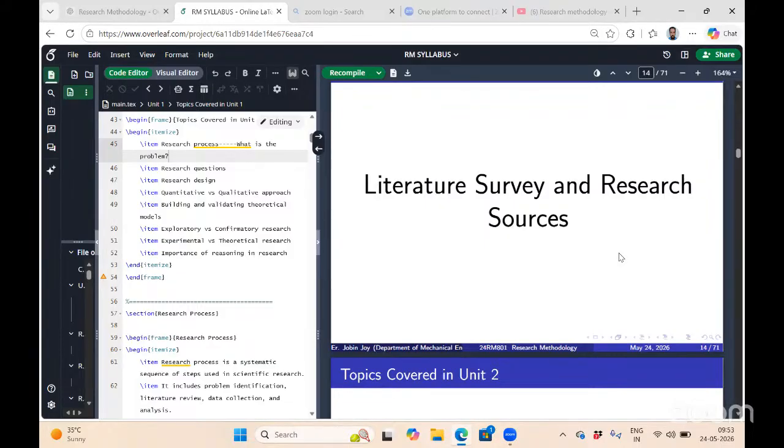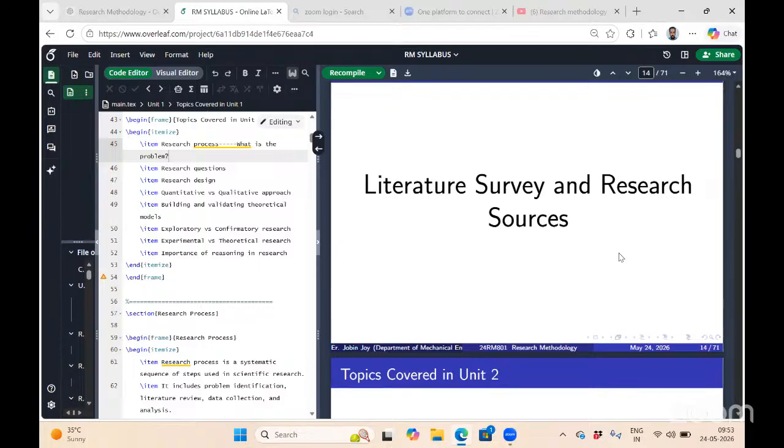Keywords and key terms, key concepts and keywords. Identifying keywords and key concepts related to a research topic is very important. For example, artificial intelligence, digital twin, smart manufacturing, robotics, Industry 4.0. That means the terms associated with your research are what is called keywords.